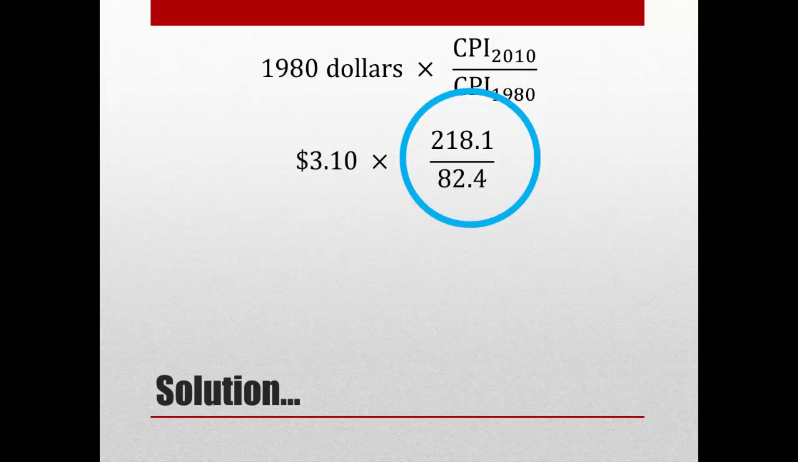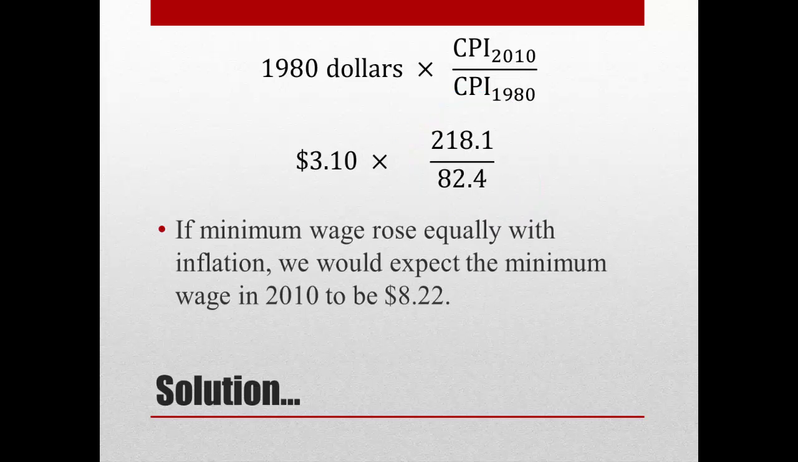Multiplying the 1980 minimum wage of $3.10 by the ratio of these CPIs, we see that if minimum wage rose equally with inflation, we would expect the minimum wage in 2010 to be $8.22. Based on the data from the previous chart, we could claim that minimum wage has not kept up with inflation since the actual minimum wage in 2010 was $7.25.